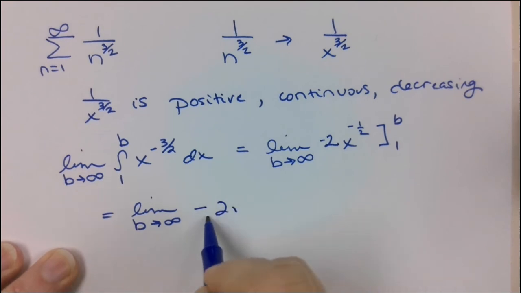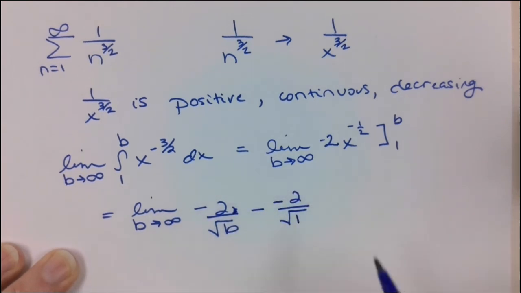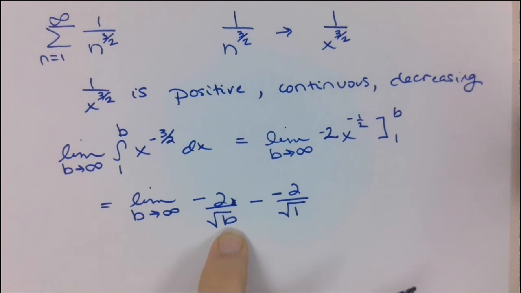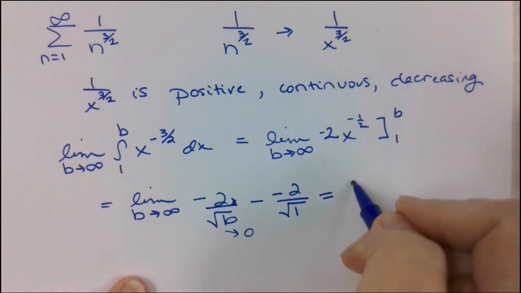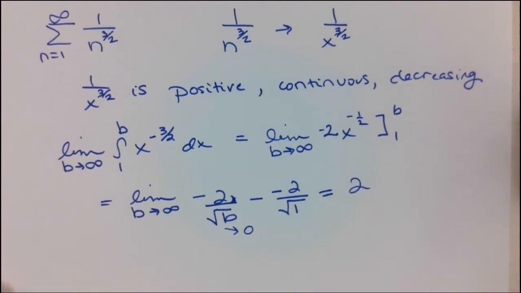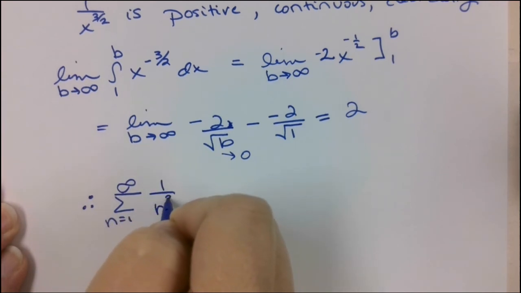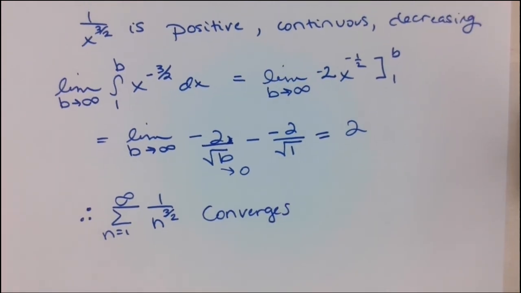So negative 2 over the square root of b minus negative 2 over the square root of 1. So finally, as b goes to infinity, since that b is in the denominator now, this term is actually going to go to 0. And so this limit is equal to 0 plus 2, which is 2. Therefore, the series 1 over n to the 3 halves converges. Not necessarily to 2, but it does converge. And so finally, we got an integral test that converged.